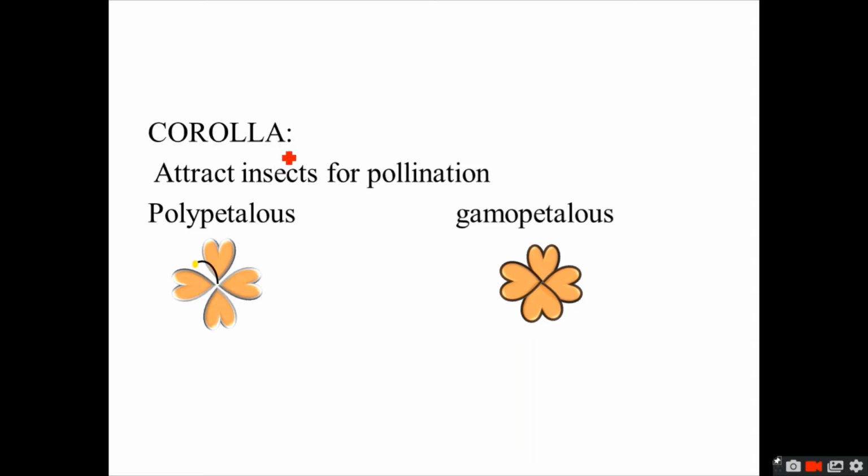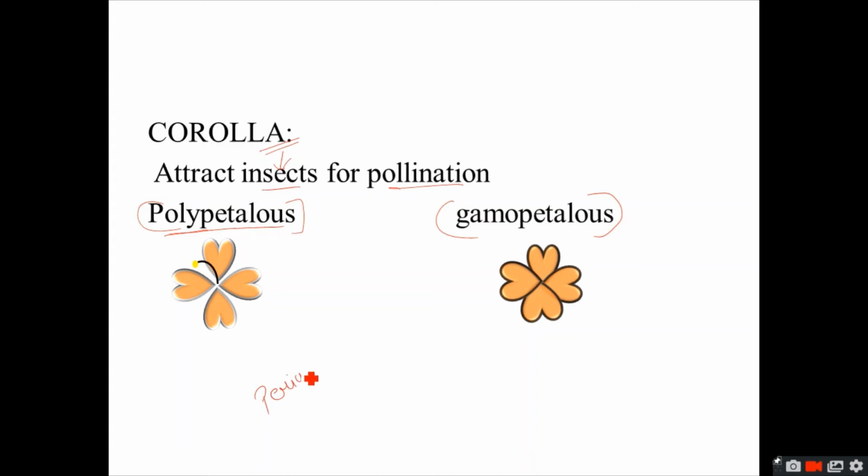So what corolla is helping in, they are basically attracting insects for pollination, and again on the basis of their arrangement they are classified as polypetalous, which is free form of petals, and gamopetalous, which is fused form of petals. Now in some cases the corolla and calyx are undifferentiated and those are known as perianth.